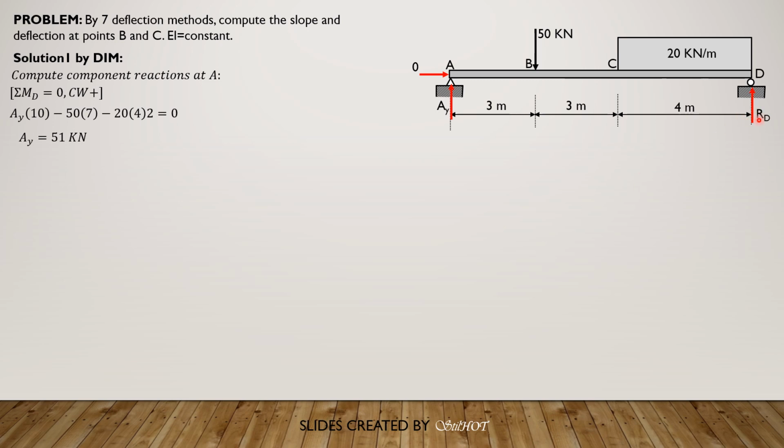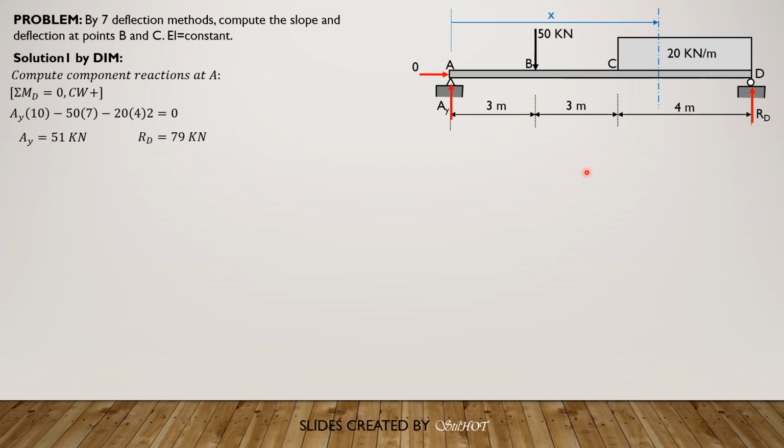Likewise, I will not show it anymore. R sub D is equal to 50 plus 20 times 4, 130 minus 51. So R sub D is 79 kilonewtons upward. So we section this last segment of the beam so that we can write our moment equations.